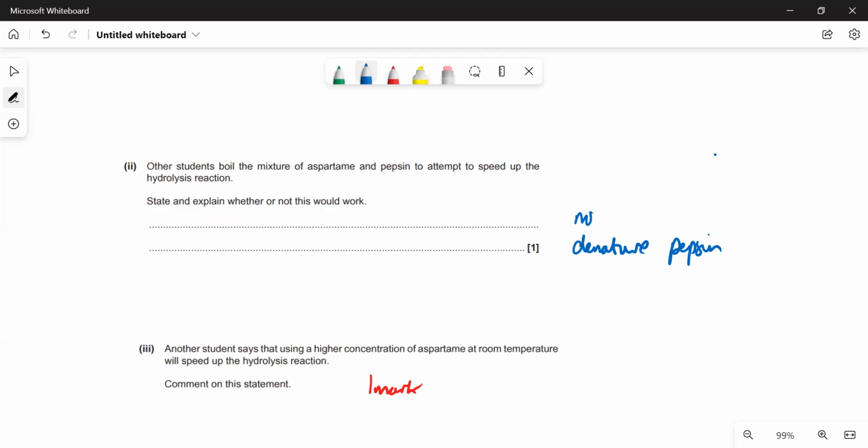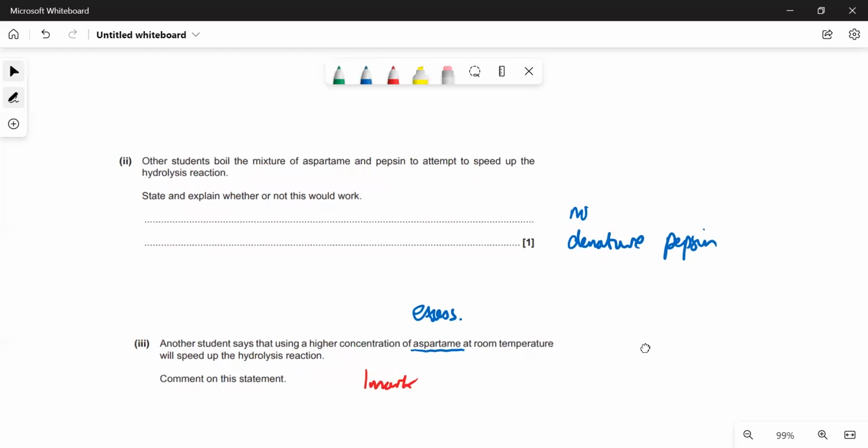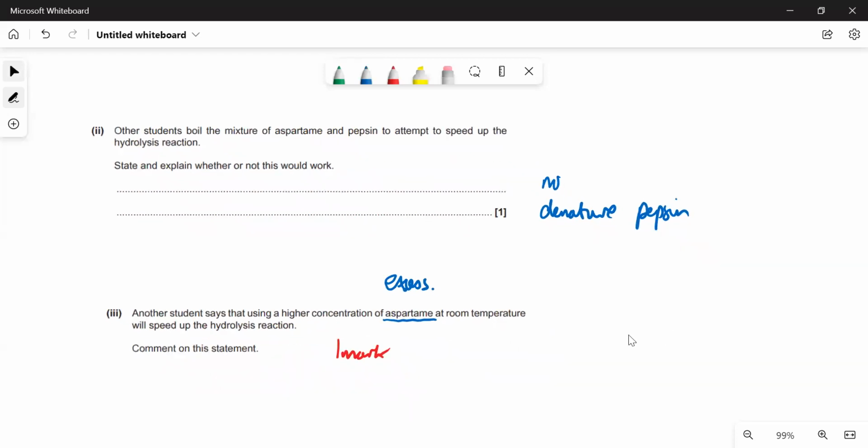This bit is important. Another student says using a higher concentration of aspartame. Well, in the method, it already says it is in excess. Okay, so if it's in excess already, increasing the concentration of it is not going to speed up the reaction because, well, all you need to say is because enzyme catalyzed reactions are zero order when the substrate is in excess.